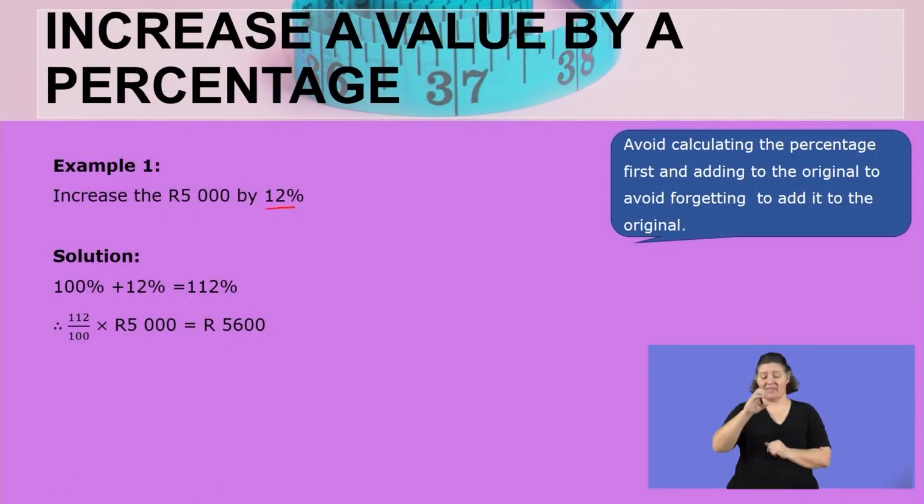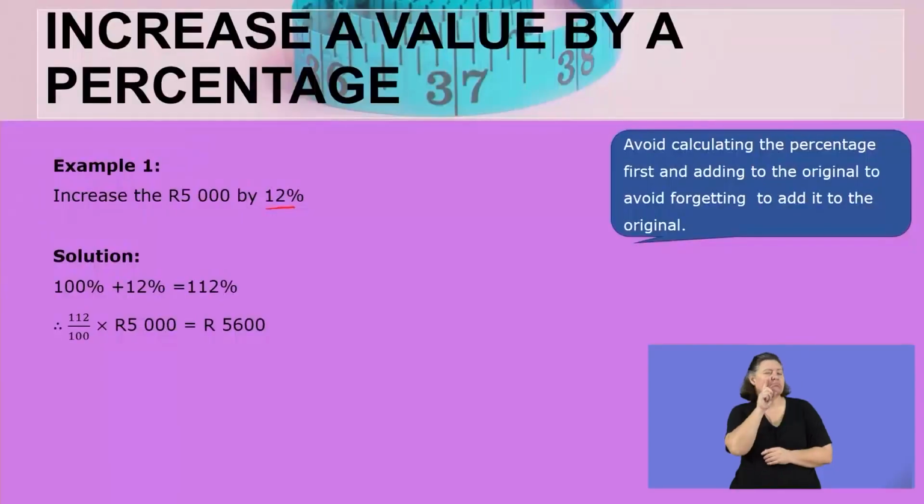So as we increase 5,000 rand by 12%, I know there's a method whereby you first calculate this percentage, later on add it to the original. But the problem is that sometimes you forget to add it back. So let us try by all means to avoid that method, and let's try and work with this new method and see if it's not making our calculations much better.